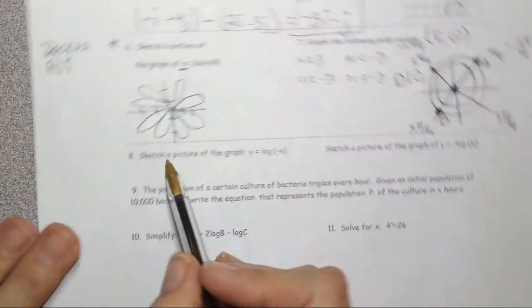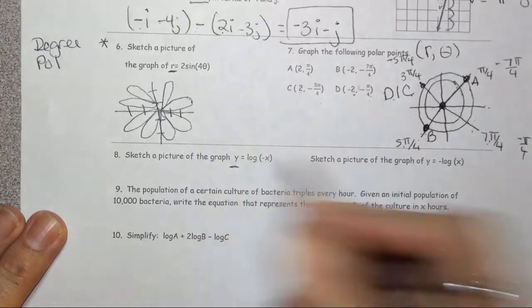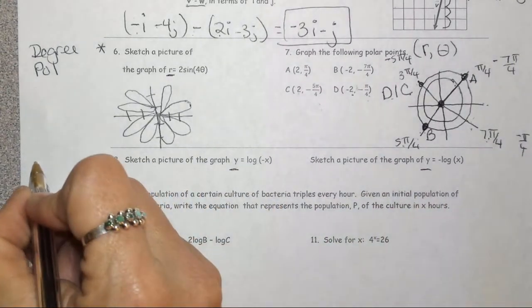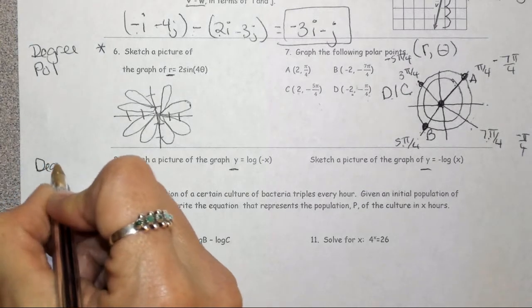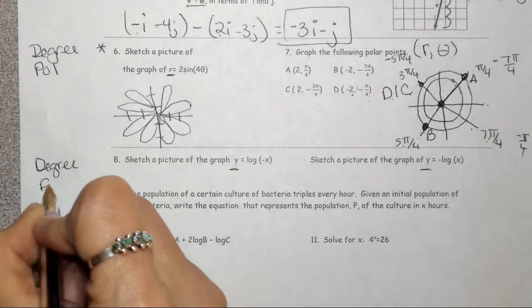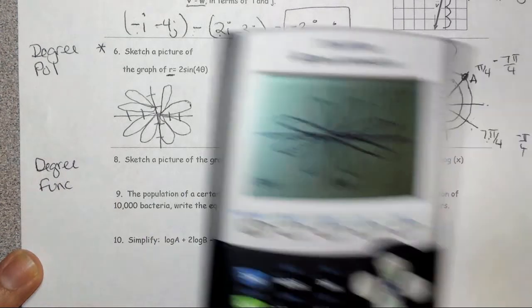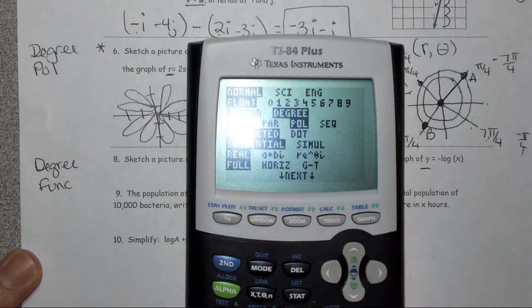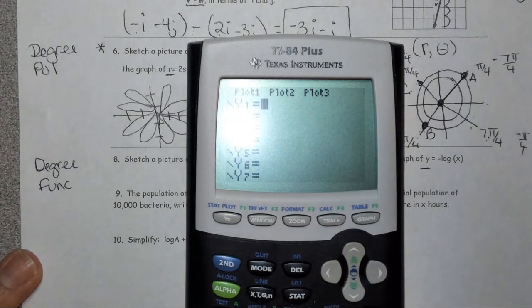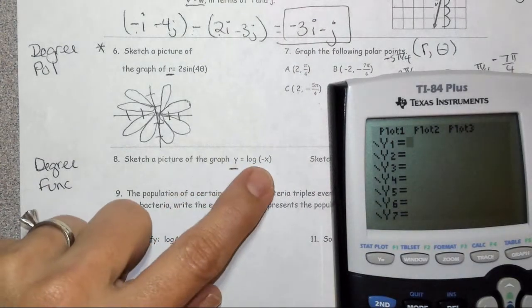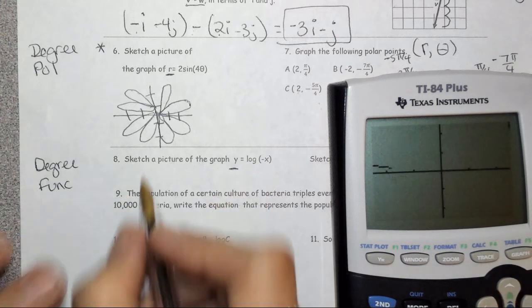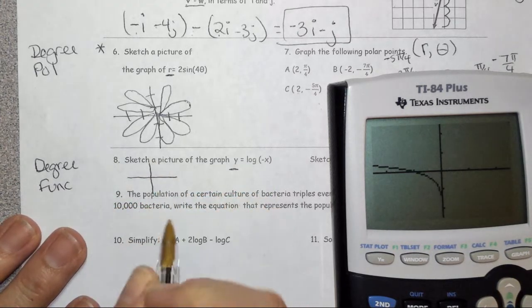Number 8 says sketch the picture, but now both these equations are back at y equals. So you're going to have to remember to go back to your mode. You can stay in degree, but you need to go back to function. So I'm going to hit mode. I'm going to stay in degree, but I'm going to go back to function mode so that when I hit y equals, I'm back where I want to be. And I'm simply going to type this in, log of negative x, and I'm going to hit graph, and then I'm going to sketch my picture.